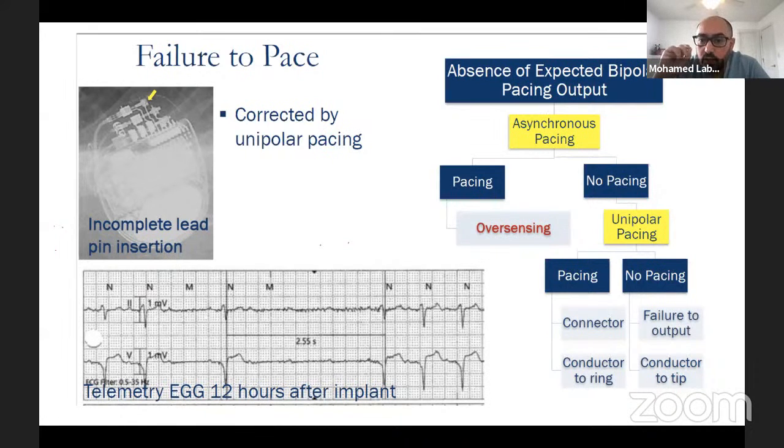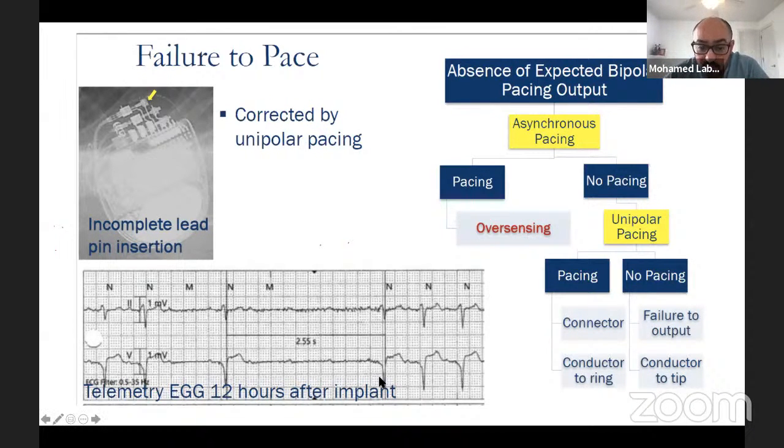So the first thing, you pace in asynchronous mode. You say, okay, the feature of sensing, I don't want that. I just want you to pace in whatever chamber you're at all the time. So either you pace in both atrium and the ventricle all the time, or if you have a single lead in the ventricle, you pace all the time. You say, I just want you to pace, okay?